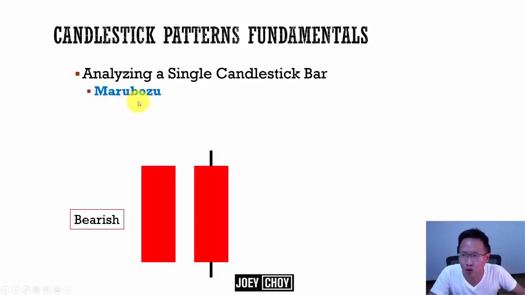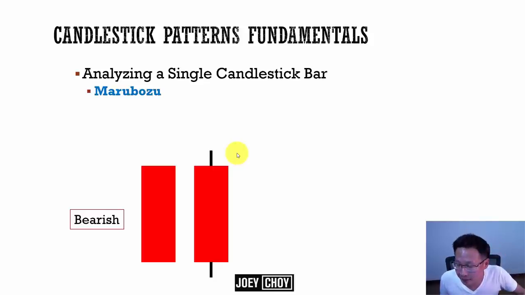So what is a Marubozu? Look at this right here. We have a red bar here, and this is also a red bar right here. Red would definitely be bearish. This one on the right is the standard one, the same red bar, with a long shadow on the upper end and a lower shadow at the lower end. This would be the high of the day and the low of the day. I think this is what we have covered, standard.